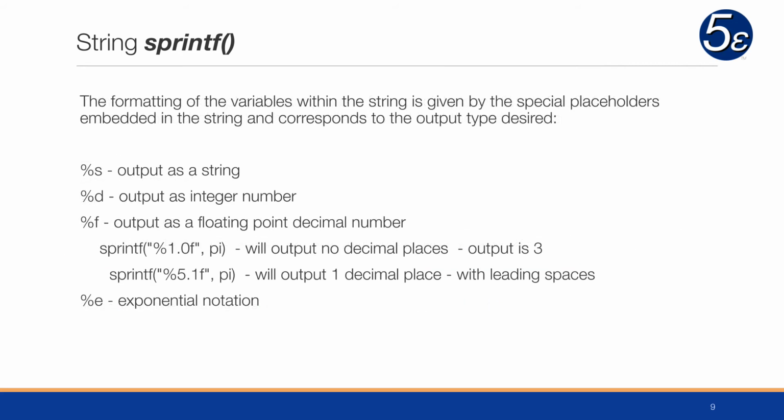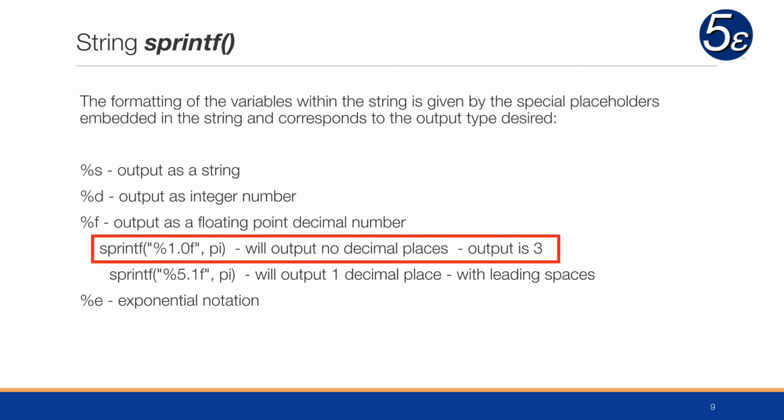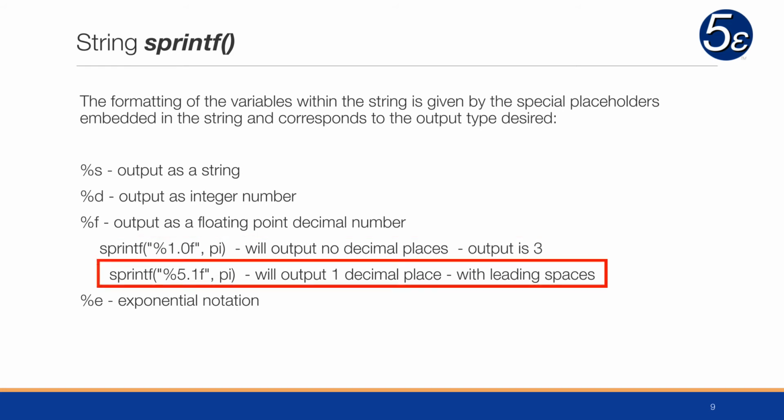So what are the formattings of the variables you can have with sprintf? Here's a quick guide. The %s outputs as a string. %d outputs as an integer number, where you could put a number before the d to give it a certain number of digits. %f outputs as a floating point decimal number. So for example, sprintf("%1.0f", pi) will output no decimal places, so the output is 3. sprintf("%5.1f", pi) will output 1 decimal place with leading spaces. And %e is done with exponential notation.